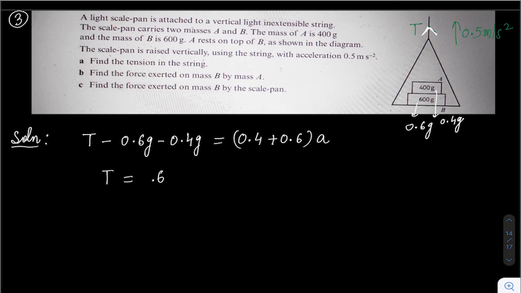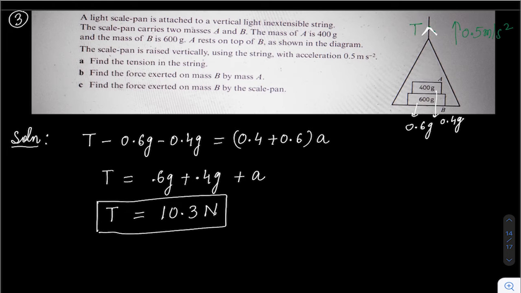So tension will be 0.6 G plus 0.4 G plus 1 into A, since total mass is 1. And this is 9.8 plus 0.5. I am assuming acceleration G as 9.8. So this will come out to be 10.3. Right? 9.8 plus 0.5, that is 10.3 newtons. So this is the tension in the string.